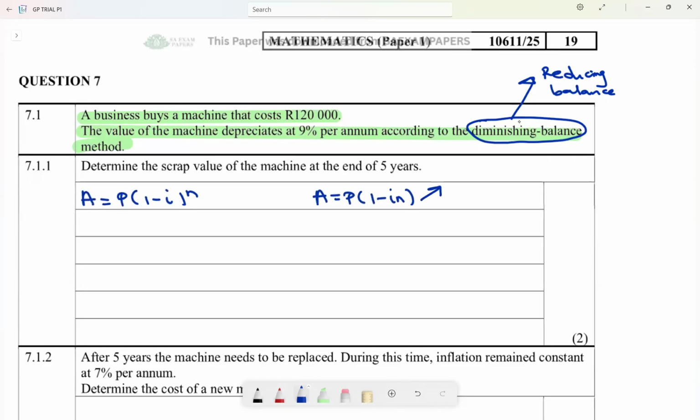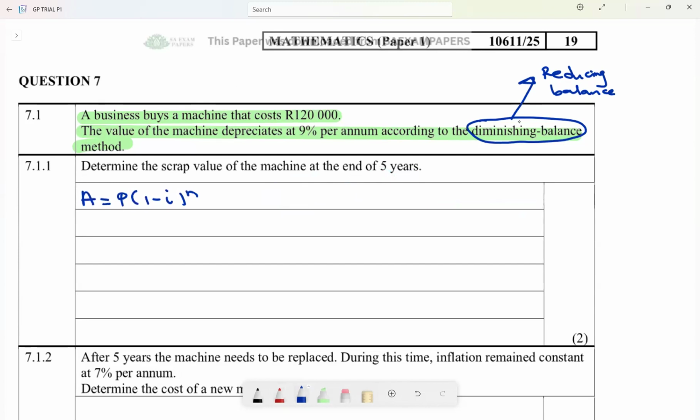This is what we refer to as the straight line method. So we are not going to use the straight line method. Then let's just become mathematicians.